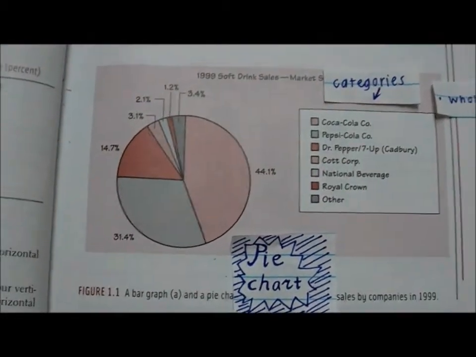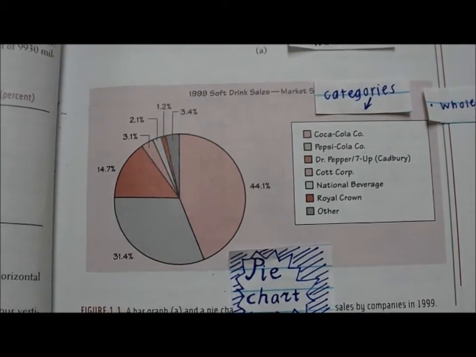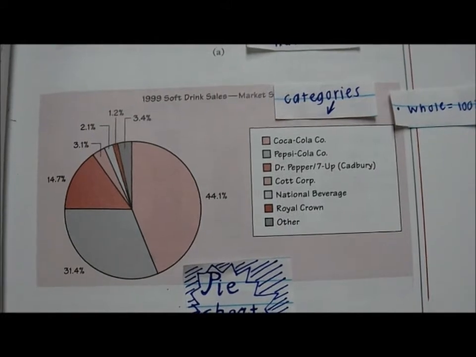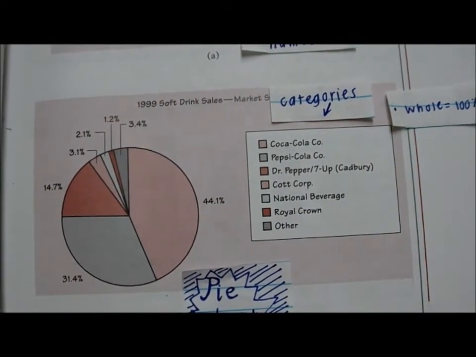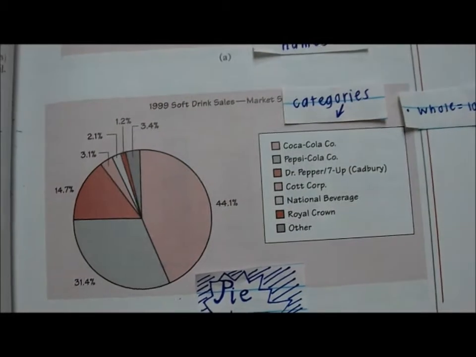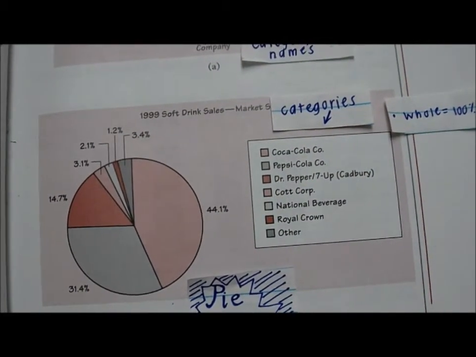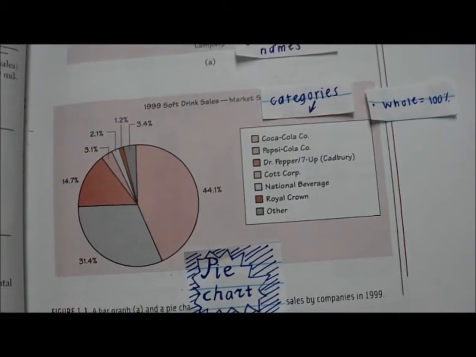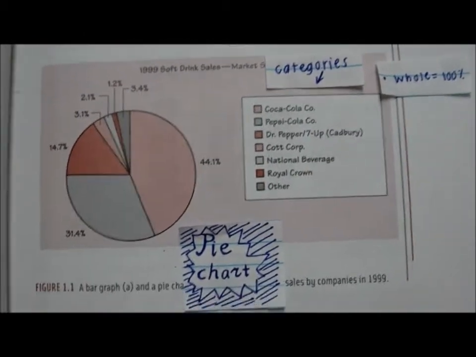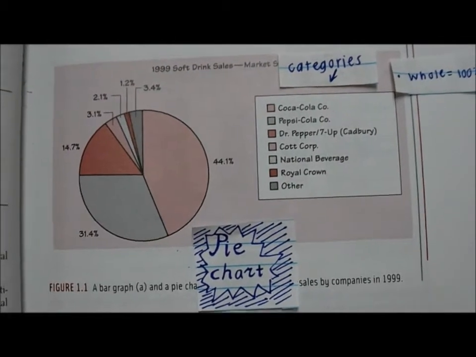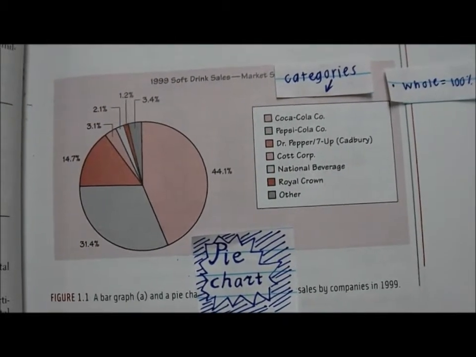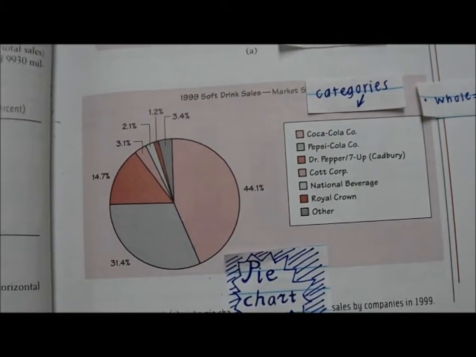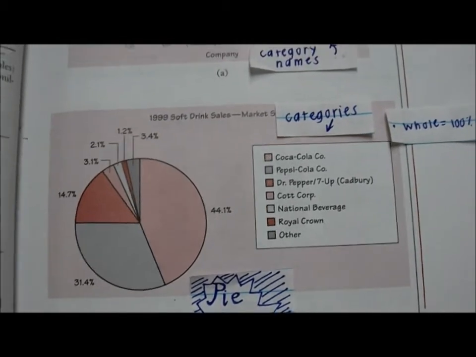A pie chart helps us see what part of the whole each group forms. For example, the Coca-Cola slice makes up 44.1% of the pie because the Coca-Cola Company sold 44.1% of all soft drinks in 1999. How to construct a pie graph: any computer, statistical software package, and many spreadsheet programs will construct these plots for you. But in this case, you can do it yourself as well.